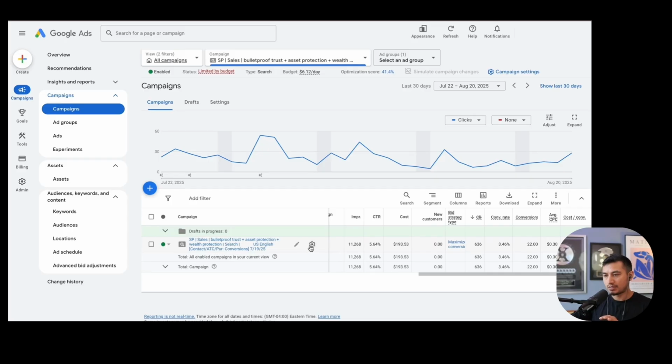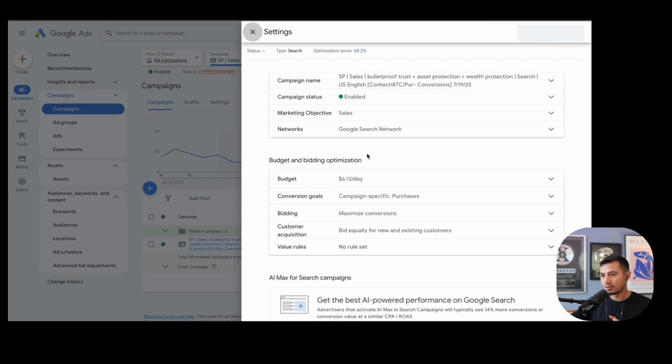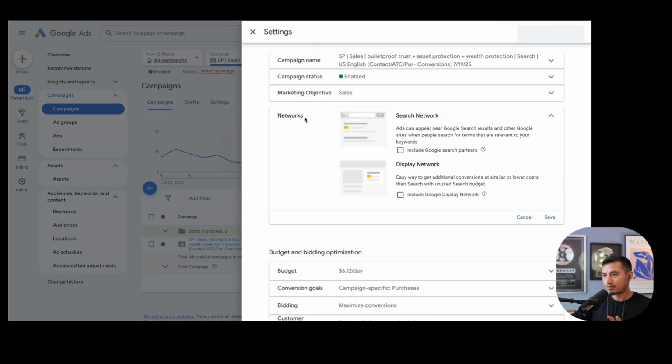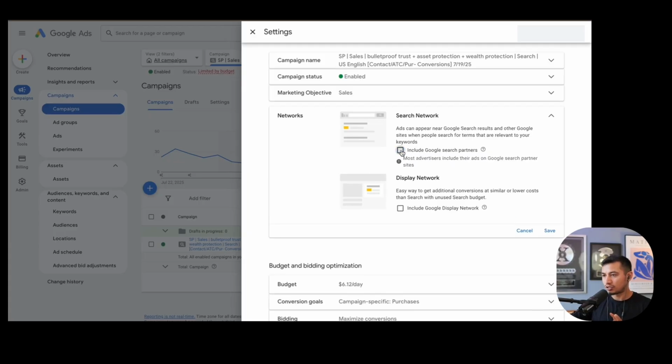When I came to this campaign, I'll show you some things. First of all, on networks, the search network was enabled. When you enable the search network, it is not just showing your ad on Google. There are other search networks out there, okay? And Google also shows your ads in those networks as well. So I don't like that, right? I only want my ads seen on Google because that's where I'm optimizing at the moment.